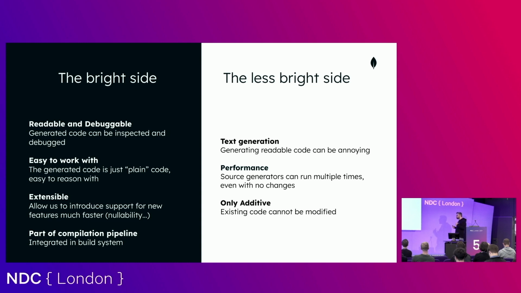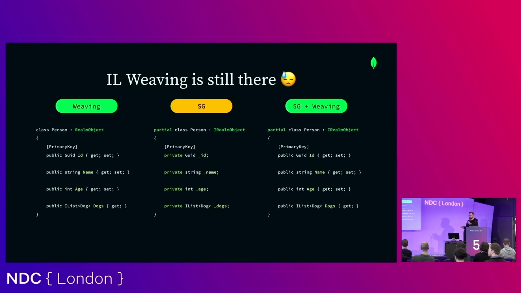And there is also another problem. The biggest problem for us about source generators is that they're only additive. They can only add new things. They cannot modify what is already there. And this means that I kind of lied to you, because we didn't completely remove IL weaving. We only reduced it.